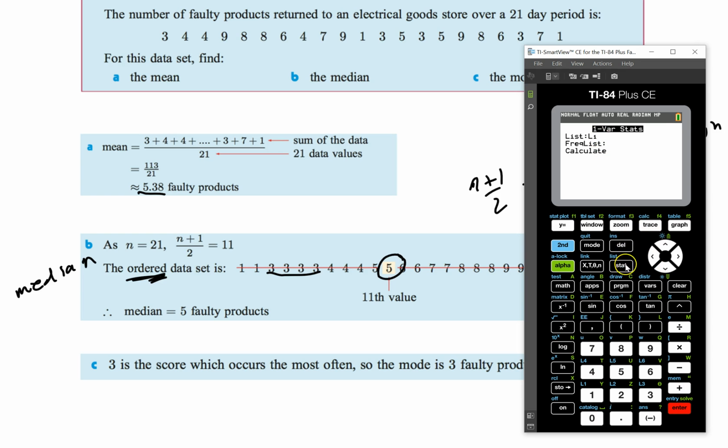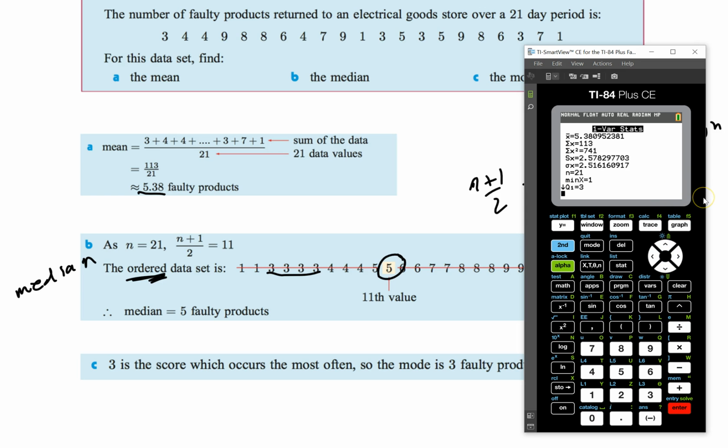List, I did put under List 1. That's where I have it. Now notice frequency list is very important. Right now it's empty. I want to keep it that way. There's only one list here. In a short while, we'll talk about frequencies, and then we'll add something there. But there's only one list, so I'll leave that blank. Go to calculate.